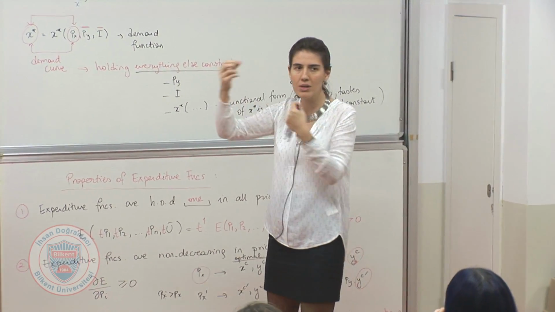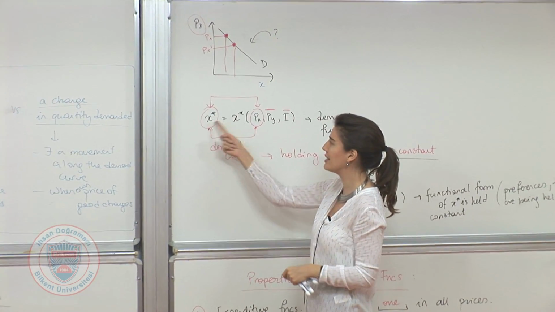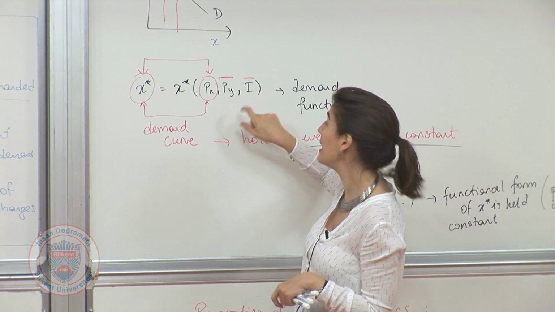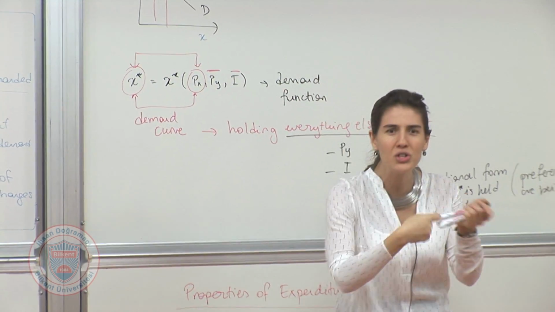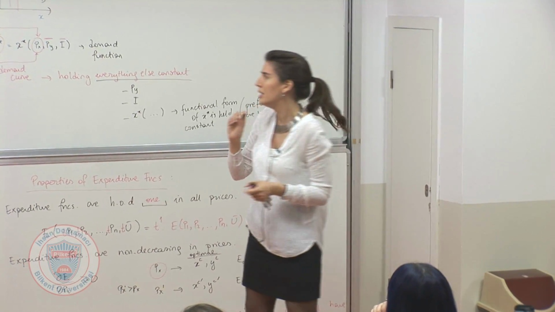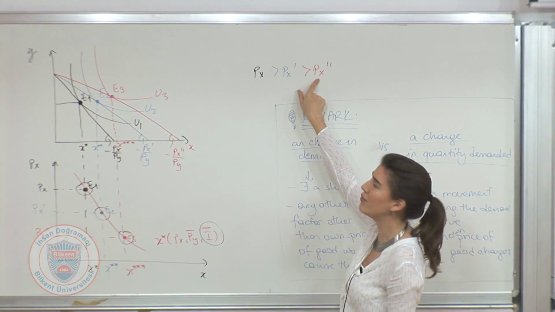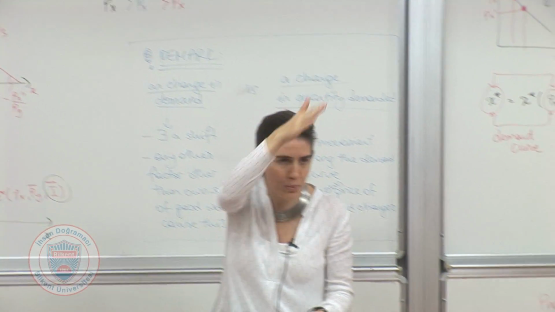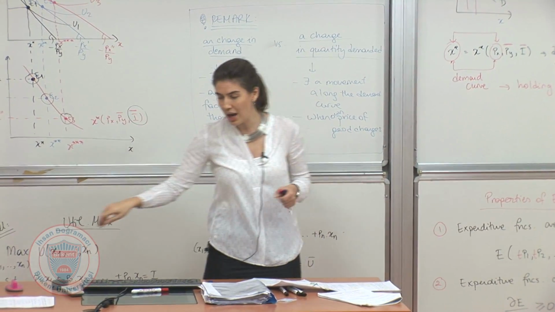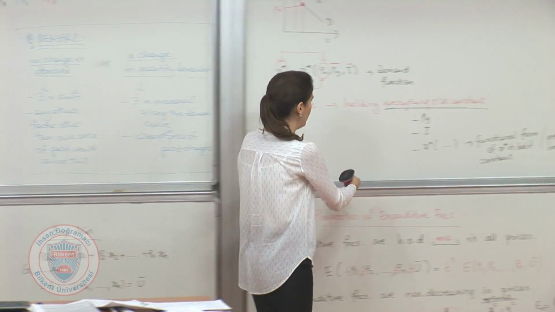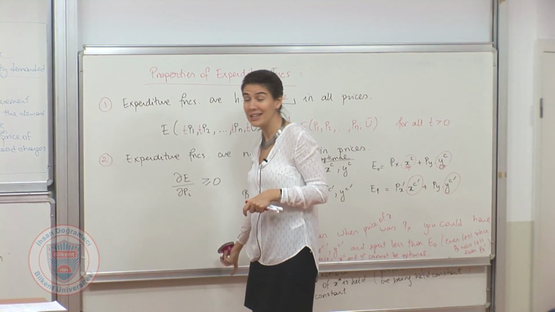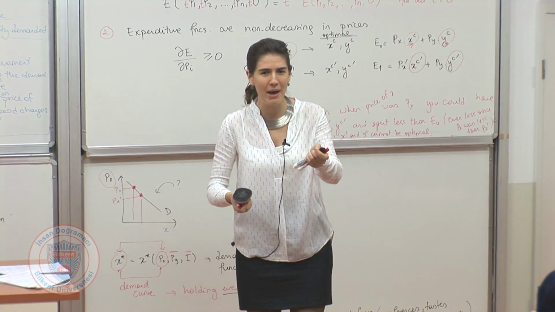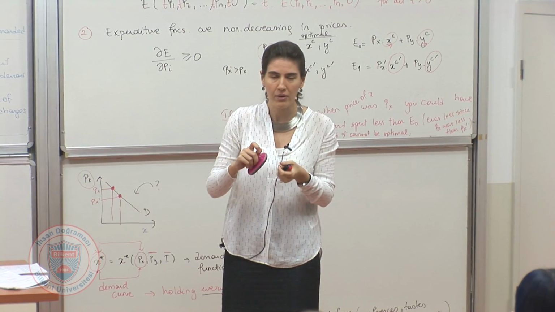Remember, the demand curve was showing us a relationship between PX and X star. Instead of holding I the same, I can keep utility the same and keep changing the guy's income, right? Because when the price of X is lower, he needs less income, and when the price of X is higher, he needs more income to be at the same utility level, right? So now let's do that. And that's why the demand curve that we're going to get from there is called the compensated demand curve, because you keep compensating the guy, okay?